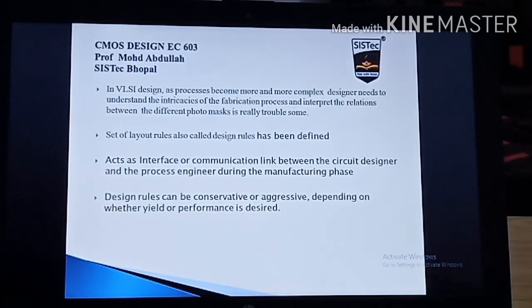Now, first of all, we will discuss why there was a need for design rules in the fabrication steps. In VLSI design, as processes become more and more complex, the designer needs to understand the intricacies of the fabrication processes, and interpreting the relation between the different photomasks is really troublesome.